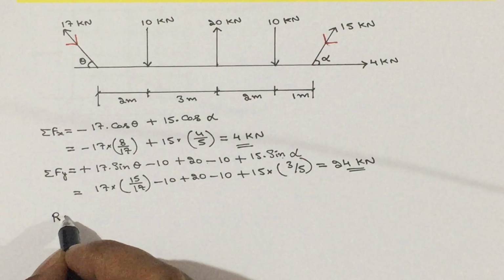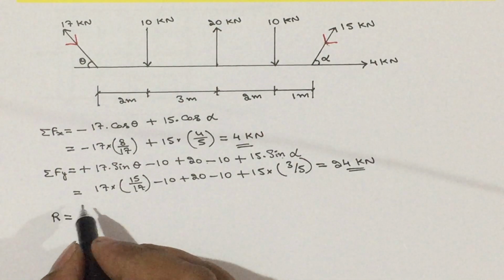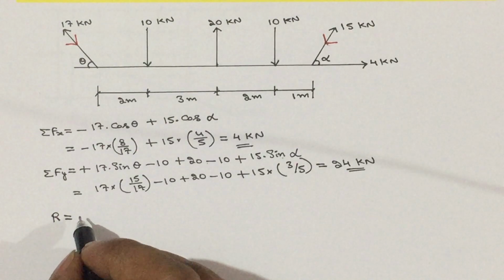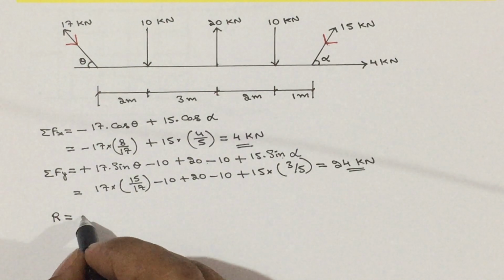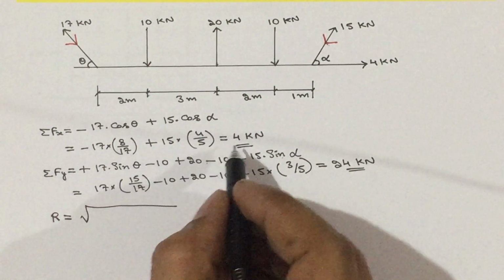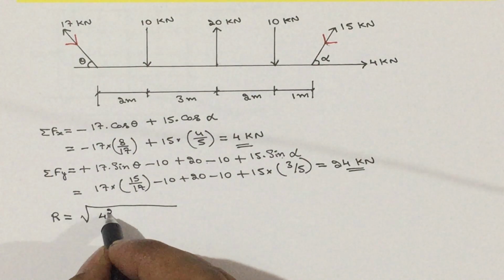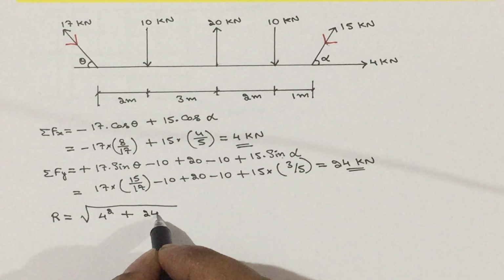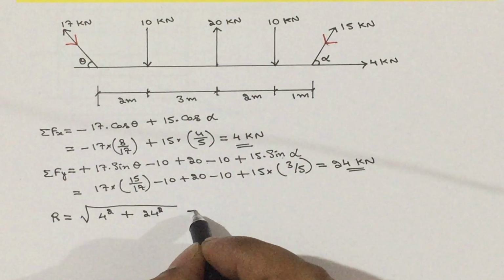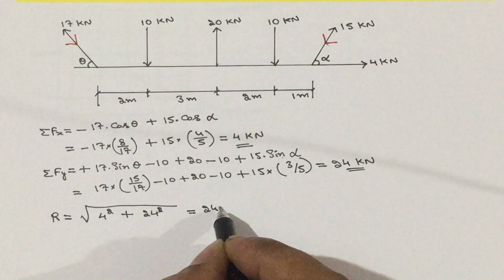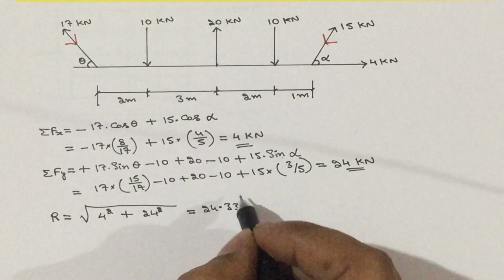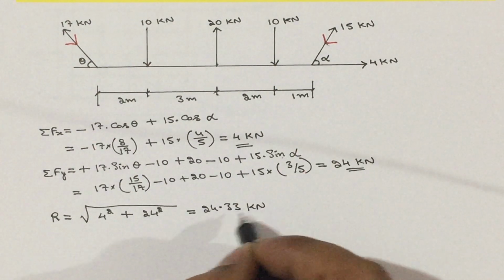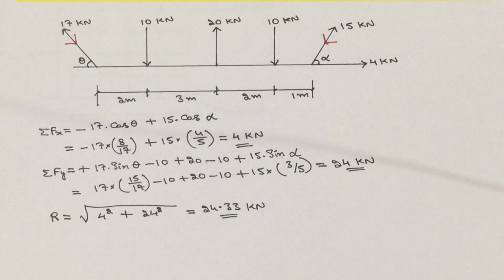The magnitude r is given by square root of sigma fx square plus sigma fy square. Sigma fx is 4, so 4 square, plus sigma fy is 24, 24 square. You are going to get the value as 24.33 kilonewton. So once you got this one, then we will move on to the direction of the resultant.